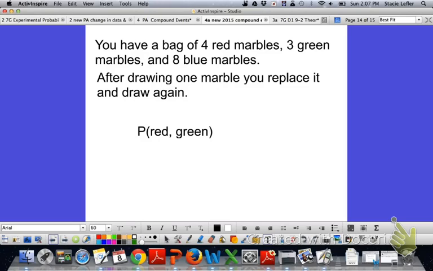Here we have a bag of marbles. There's 4 red marbles, 3 green marbles, and 8 blue marbles. After you draw one marble, you replace it, and then you draw again. What's the probability of first drawing a red marble, replacing it, and then drawing a green marble? Pause the video.